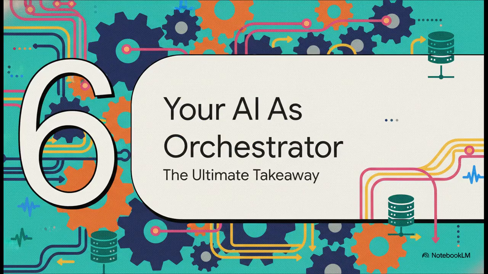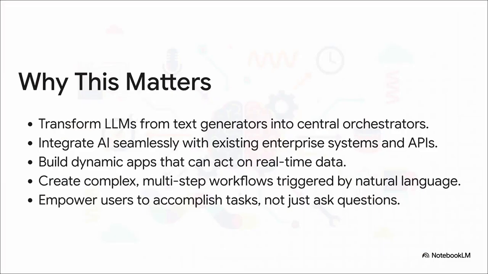So let's zoom out. What's the ultimate takeaway here? Function calling fundamentally changes the role of the LLM in your application. It's no longer just a component that writes nice emails or summarizes text. It becomes the central orchestrator, the brain that can intelligently delegate tasks to all of your other existing systems. So why does this matter so much to us, the developers?